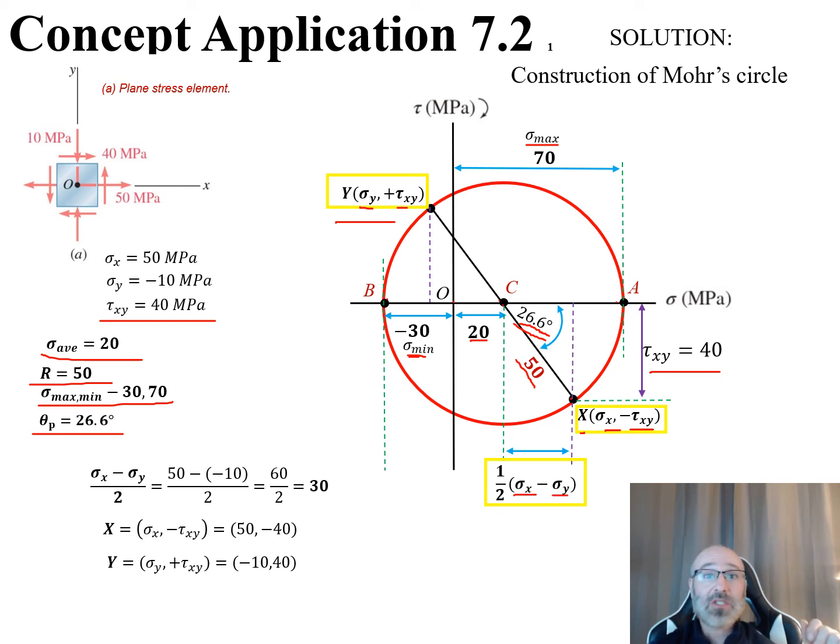So I can come down here. Let's deal with that first. So I have 1/2 of sigma x minus sigma y. Well, my sigma x is 50 megapascals. My sigma y is negative 10 megapascals right there. So 50 minus the negative 10 is the same as 50 plus 10, or 60 over 2, which is 30.